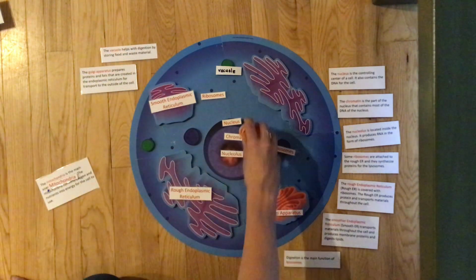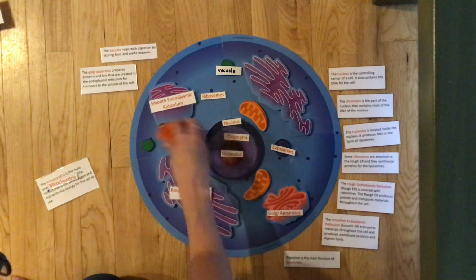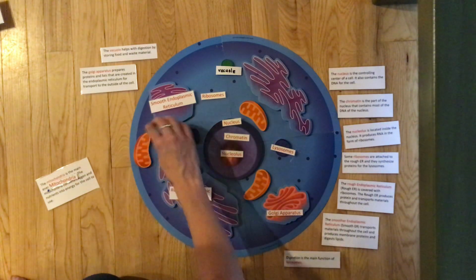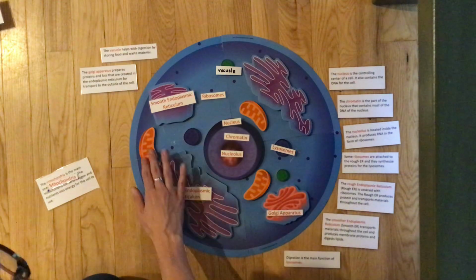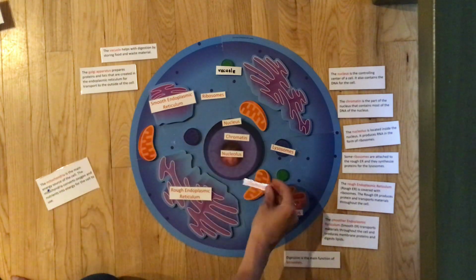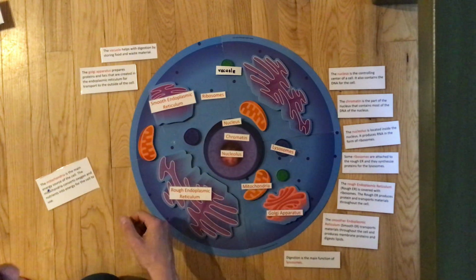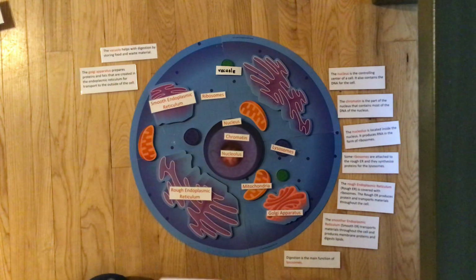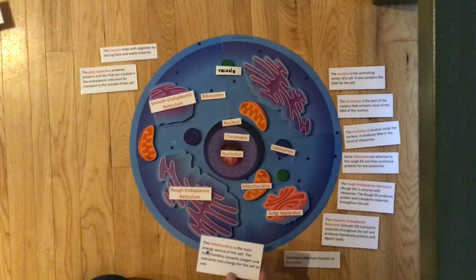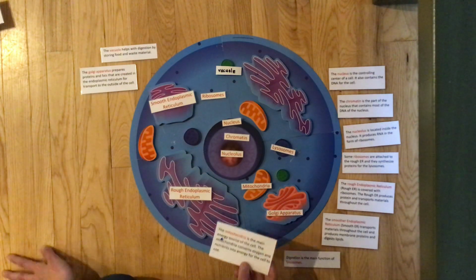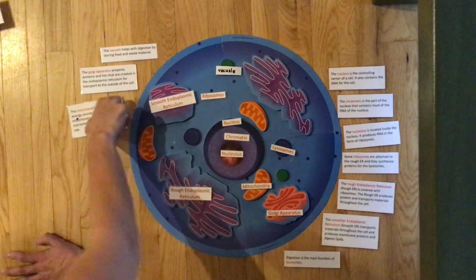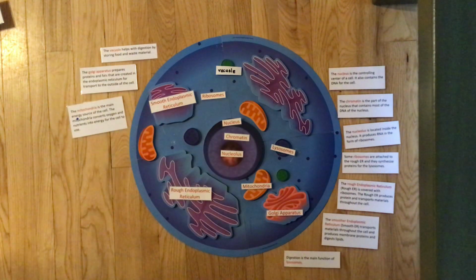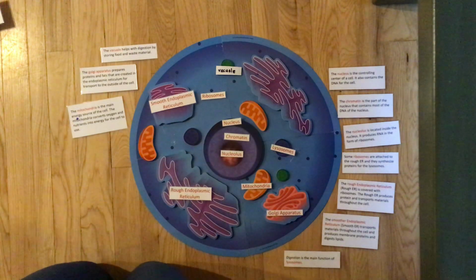The mitochondria, we've got a few of these. I'm going to move this vacuole over. The mitochondria, you can think of it as the powerhouse. It's the energy source of the cell. The mitochondria converts oxygen and nutrients into energy for the cell to use. So the cell needs oxygen, and that oxygen goes to the mitochondria and converts it to energy for the cell to use.